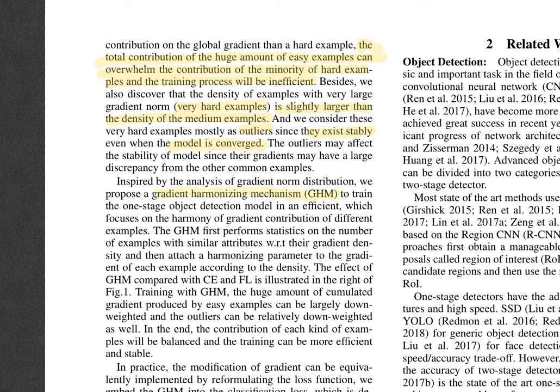Now, gradient harmonizing mechanism, which is the contribution of this article, focuses on the harmony of gradient contribution of different examples. Namely, it focuses on the statistics with respect to the gradient density and then attaches a harmonizing parameter to the gradient of each example according to the density. As you saw in figure 1, using the GHM, the easy examples and outlier examples are both downweighted. This means that these two, which might overwhelm or confuse the training mechanism, now play a much smaller role with respect to what they were doing before.